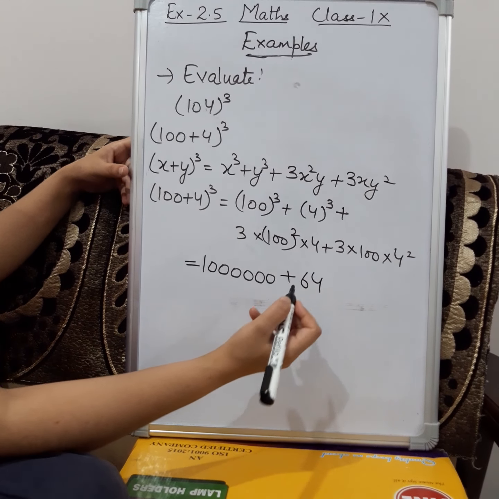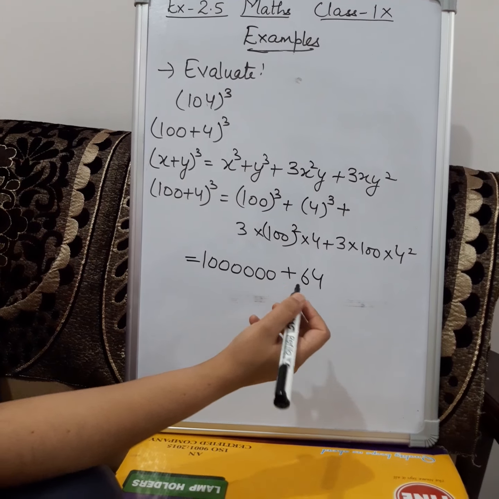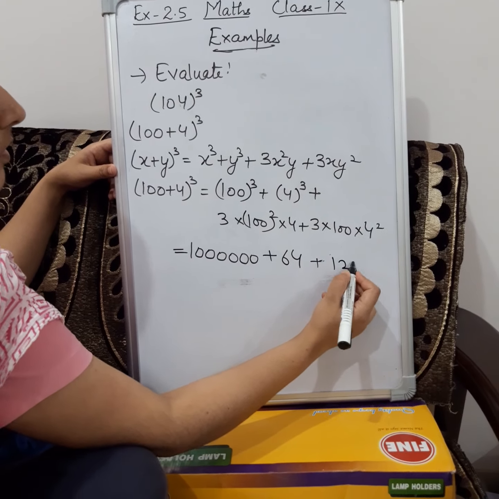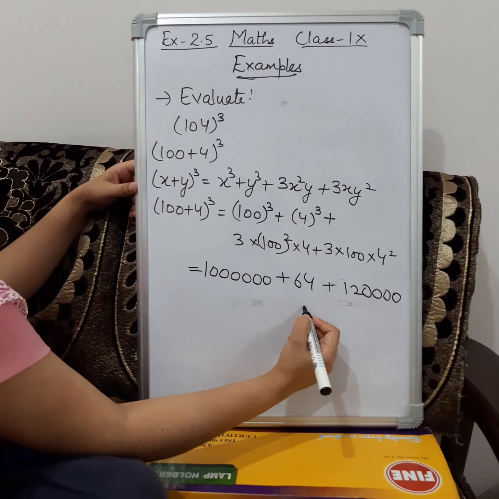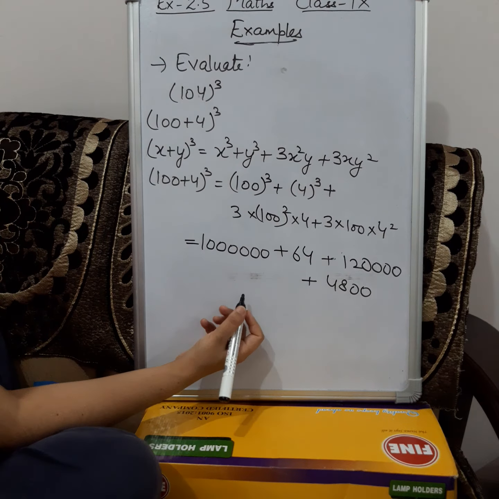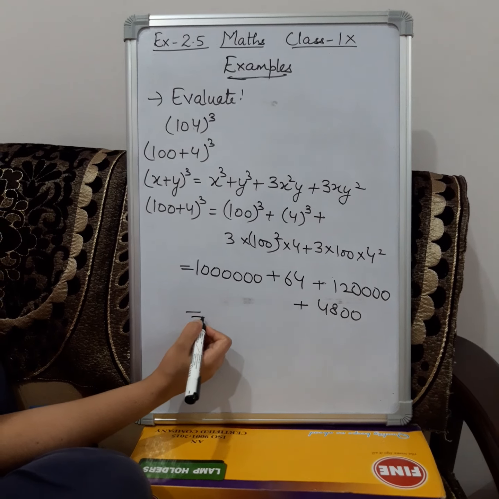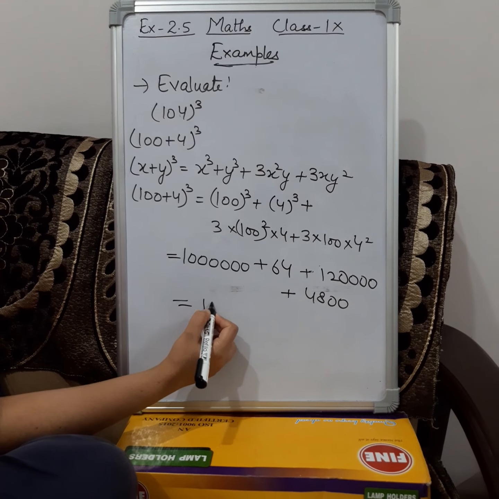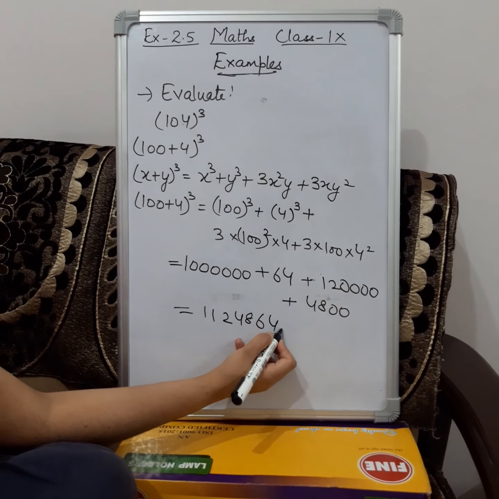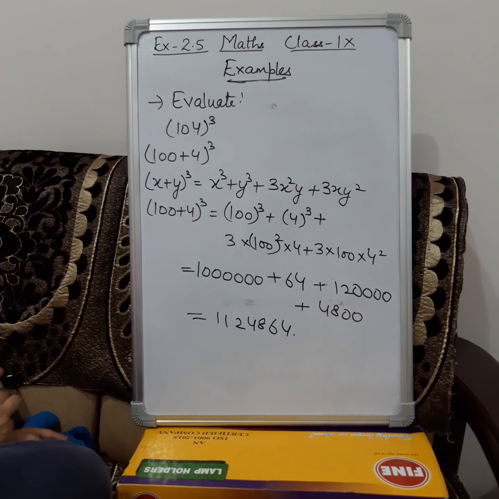Then 64 plus 12 and then it will be 4800. Fine. So after adding all these values, the answer will be 1124864. This is my answer.